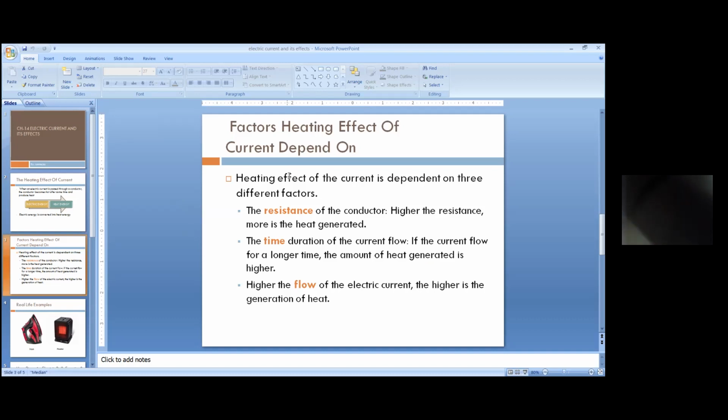Factors the heating effect of current depends on. The heating effect of current is dependent on three factors. The resistance of the conductor: the higher the resistance, the more the heat generated. The time duration of the current flow: if the current flows for a longer time, the amount of energy generated is higher. Higher the flow of the current, the higher is the generation of heat.